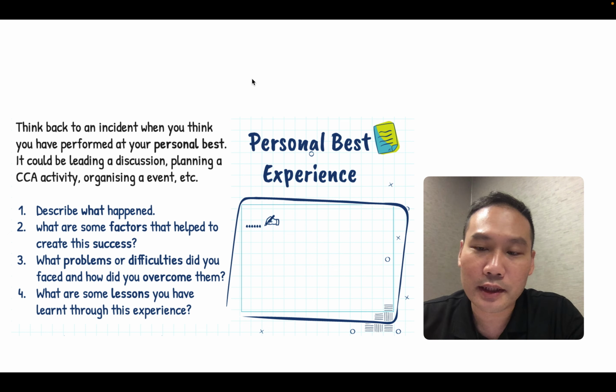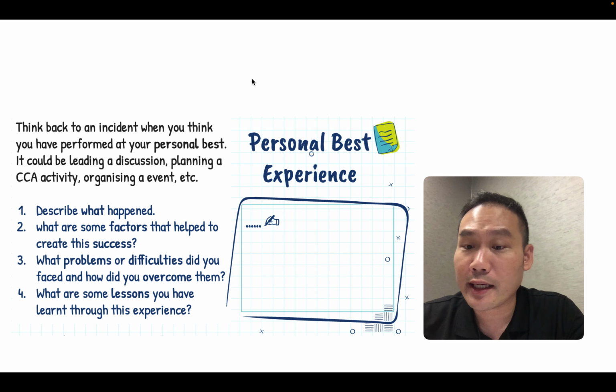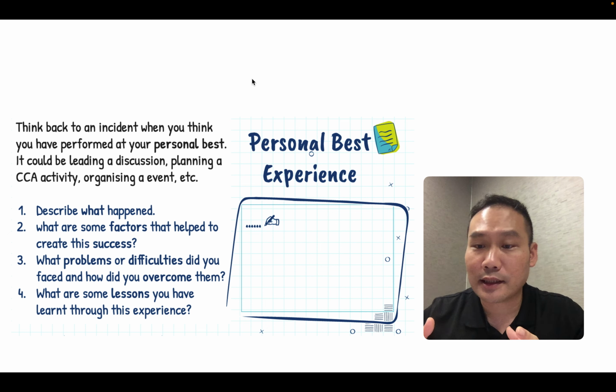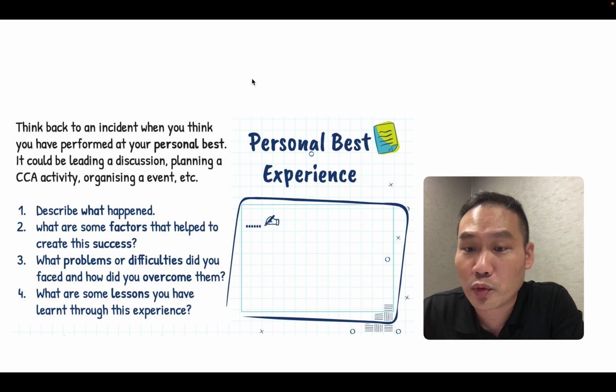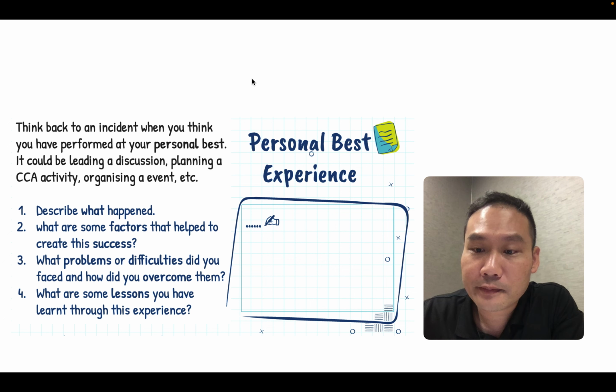So after you think about this incident where you gave your best, few things you need to do in the hard copy handout that is given to you. Write down, describe what happened. That's the first point. What are some factors that help to create this success? Because if you had a successful event, there are many factors. It's not just because you put in 100% that things will work out, right? So what are some of the other factors? Think about some of the problems or difficulty that you face and how you overcame them, right? So because you overcame them, that's why the sense of accomplishment is there. And what are some lessons that you have learned through this experience, all right?